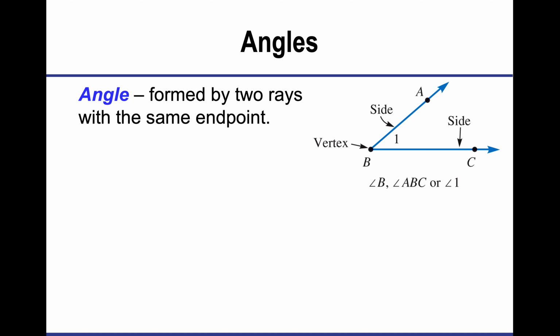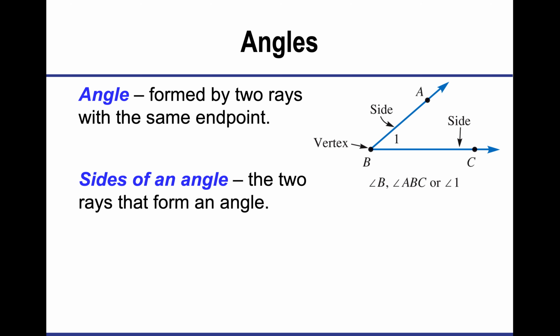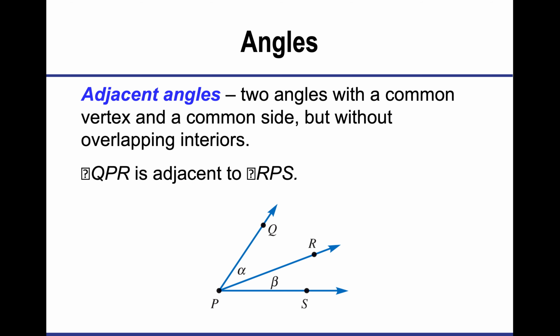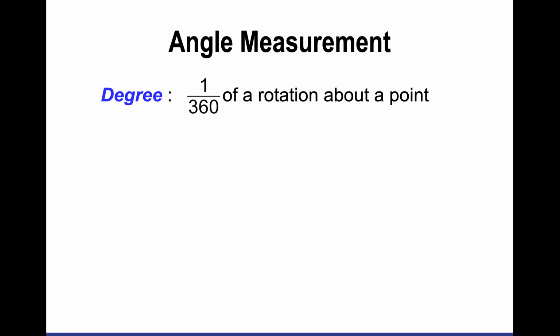So an angle is going to be formed by two rays, and they're going to share the same endpoint. So you want to see that as adding two rays together to form an angle. The sides of an angle are the two rays that form the side, and the vertex is going to be the shared point where they meet. Two adjacent angles are next to each other, like the house adjacent to you is the house next door. So two adjacent angles are angles that are right next to each other.